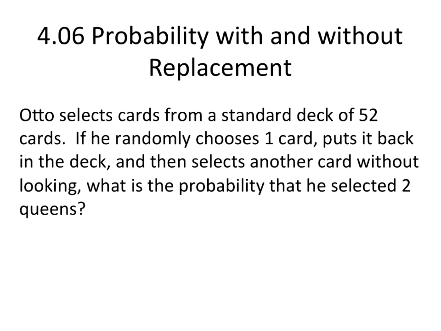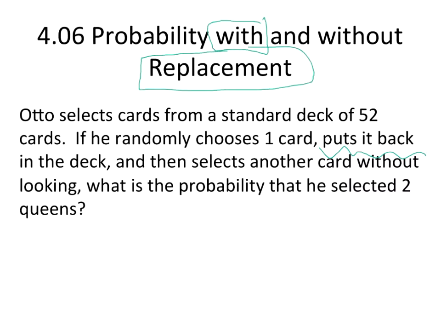Otto selects cards from a standard deck of 52 cards. If he randomly chooses one card, puts it back in the deck, and then selects another card without looking, what is the probability that he selected 2 queens? So here's the question. Did he replace it or did he not replace it? He replaced it, right? How did I know? It tells us that. He puts it back. So this is with replacement.